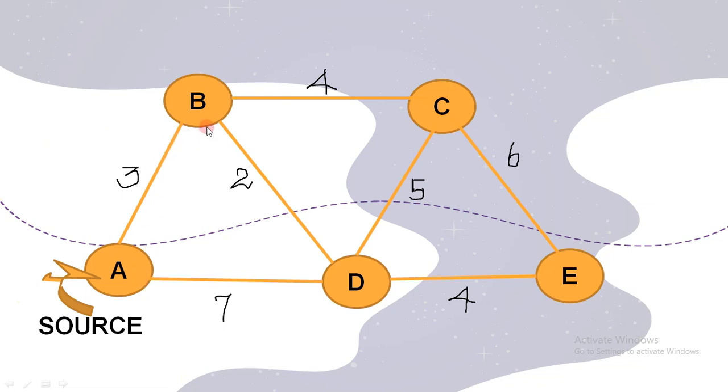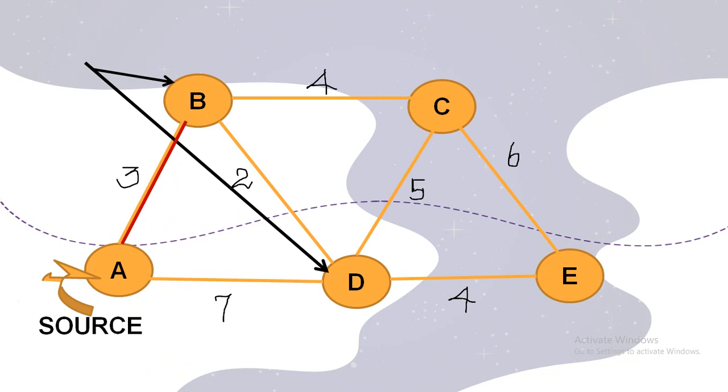Fringe vertices are those vertices which are directly connected to the source A. In this example, B and D happen to be fringe vertices as far as A is concerned. From A, B has a distance of 3 units and D has a distance of 7 units. Therefore, B will be chosen. So in the first iteration, the algorithm includes B as the next vertex, maintaining a distance of 3 units from A. Therefore, A and B is selected.